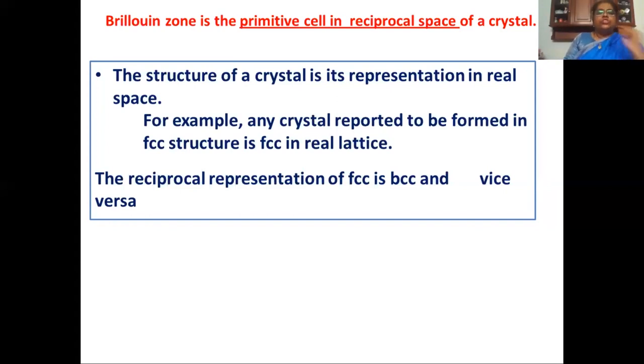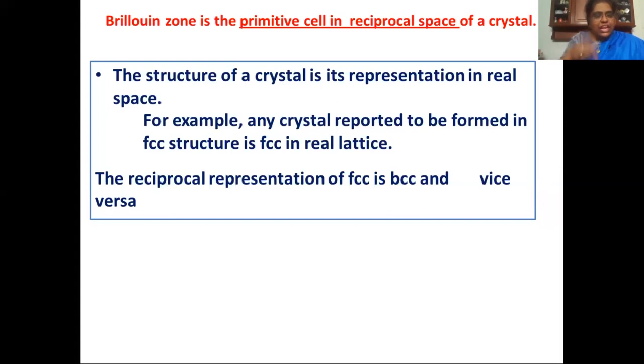The structure of a crystal is a representation in real space. Suppose a crystal is reported to be formed in the FCC structure. You read a paper, and in the paper they are reporting the sample is formed in the FCC structure. What does it mean? They mean your sample is FCC in real space.